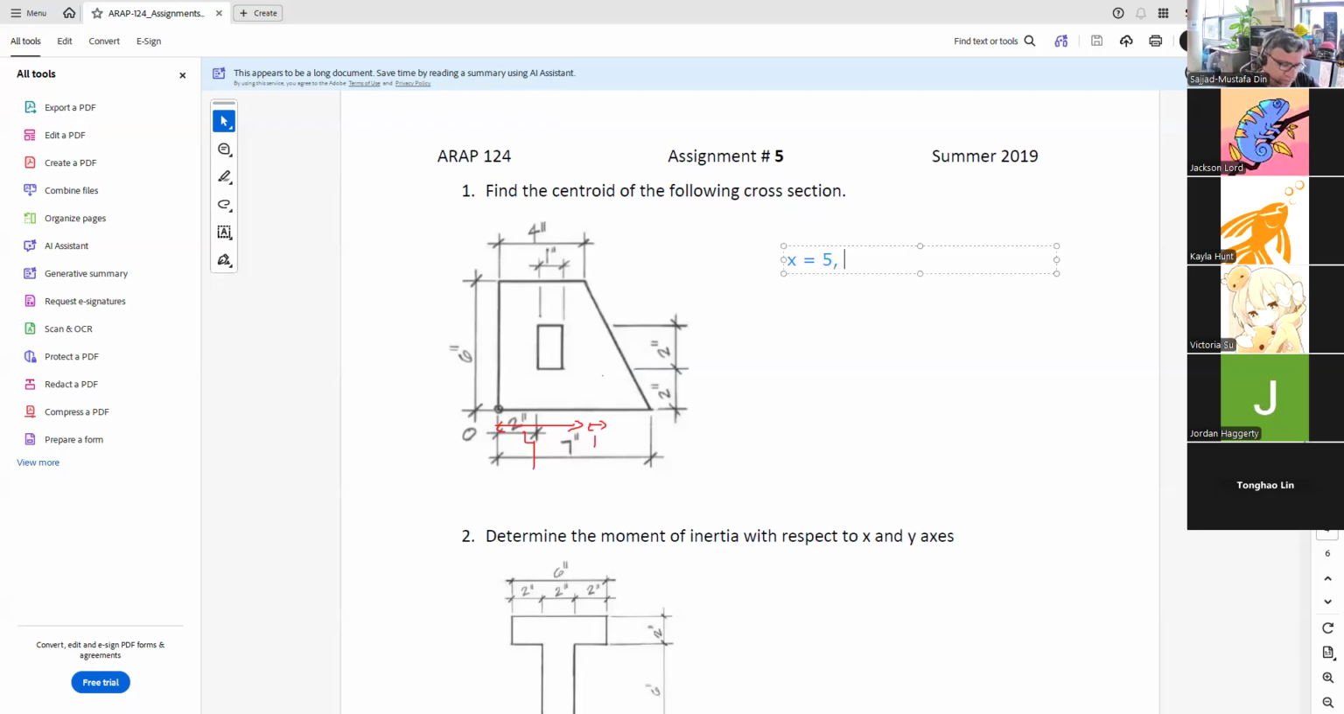Let's see if I'm right. I think it's going to be 1/3. It's equal to 2 because it's 1/3. Let me erase that and go back, otherwise it comes in the way.